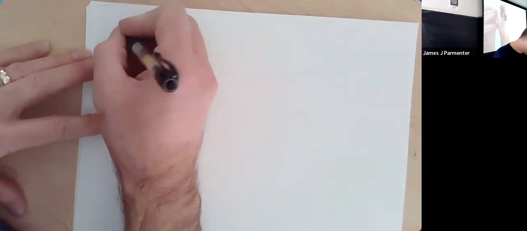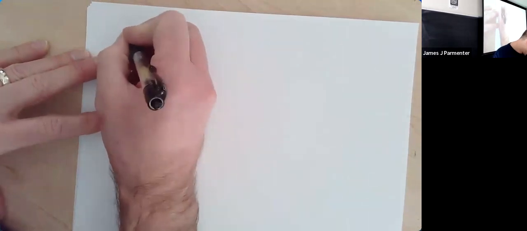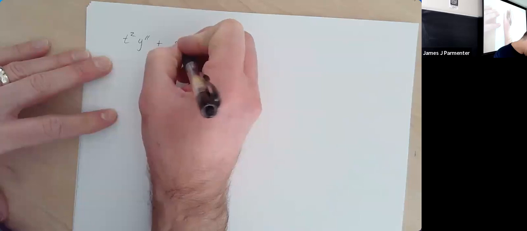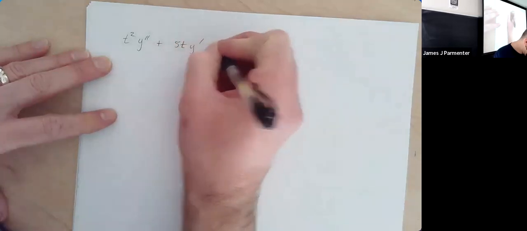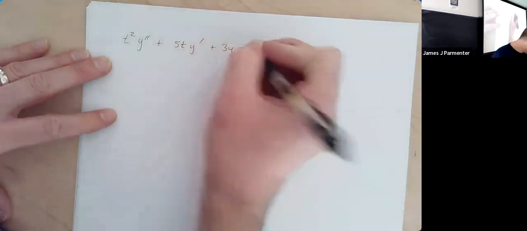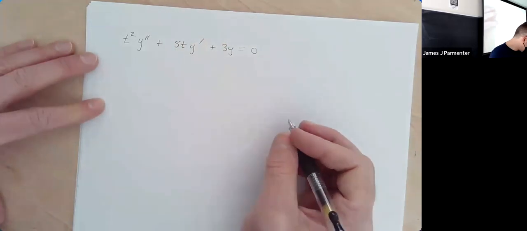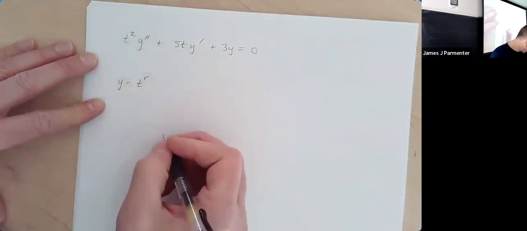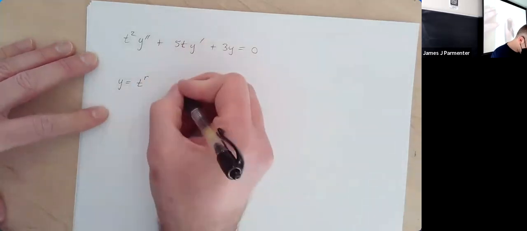Let's look at number one first, because number one's pretty straightforward. And I think we did one similar to this last week. So here's the version I have. We have something like t squared times y double prime plus 5t y prime plus 3y equals 0. And they're telling us that y equal to t to some power of r satisfies this.